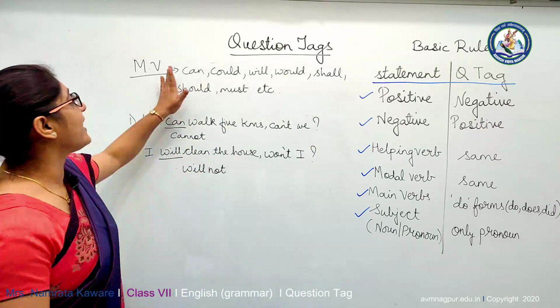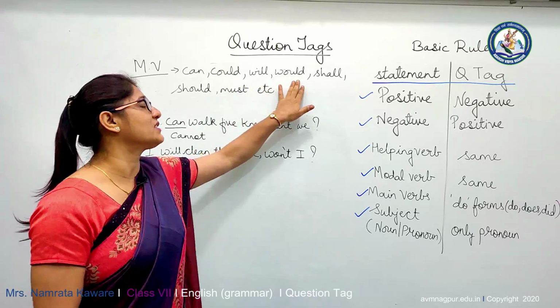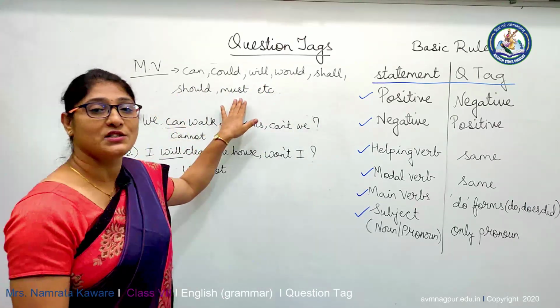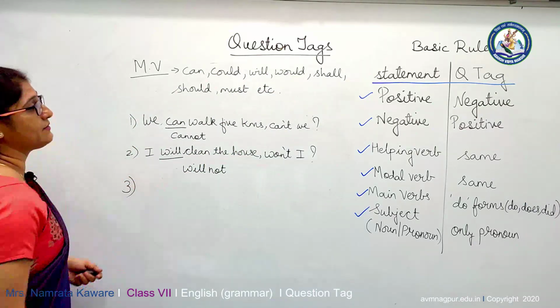In this way, can changes to can't, could changes to couldn't, will changes to won't, would changes to wouldn't, should changes to shouldn't, must changes to mustn't, etc. Let's take one more example. Let's take a negative sentence.